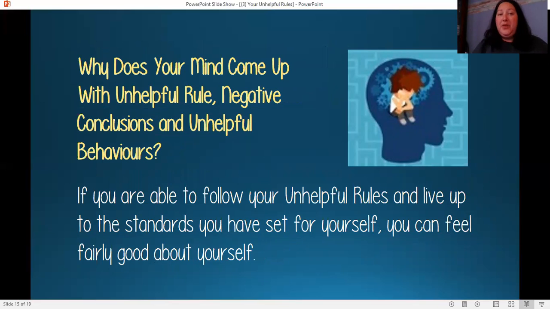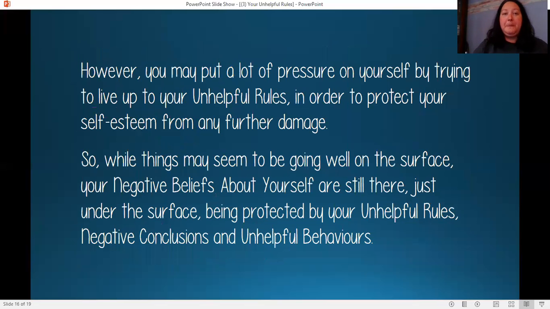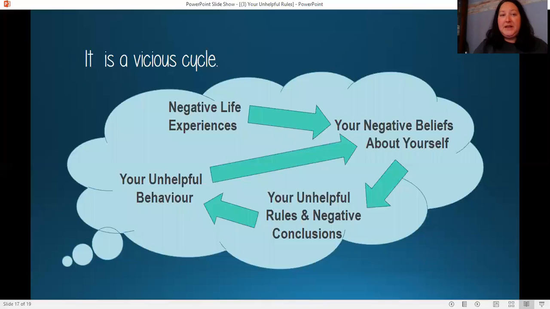Now, why does your mind come up with unhelpful rules, negative conclusions, and unhelpful behaviors? If you are able to follow your unhelpful rules and live up to the standards you have set for yourself, you can feel fairly good about yourself. However, you may put a lot of pressure on yourself by trying to live up to your unhelpful rules in order to protect your self-esteem from any further damage. So while things may seem to be going well on the surface, your negative beliefs about yourself are still there, just under the surface, being protected by your unhelpful rules, negative conclusions, and unhelpful behaviors. So basically, you're just living in a cycle and you're not stepping out of your comfort zone. You're not challenging these things.